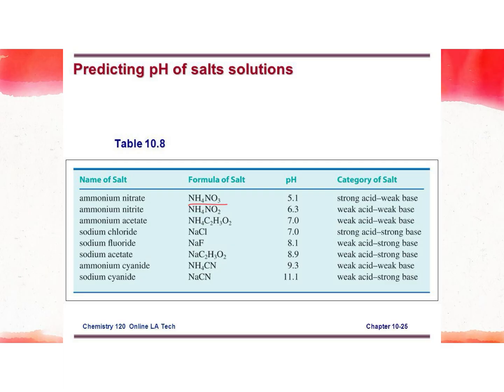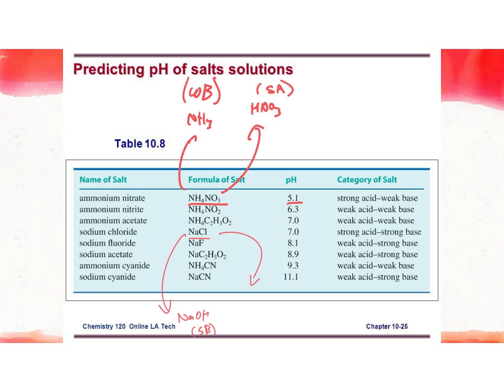Let's look at a few of these. NH4NO3 or ammonium nitrate. NH4, I get that from NH3, which is a weak base. NO3, I get that from HNO3, which is a strong acid. Since this salt is the product of a strong acid and weak base, its pH should be slightly acidic, and you see here, it's slightly lower. Let's take sodium chloride. Na, you get from NaOH, a strong base. Cl, we get from HCl, a strong acid. And so, because they're both strong, that salt itself is a neutral salt. It will not change the pH of our solution.